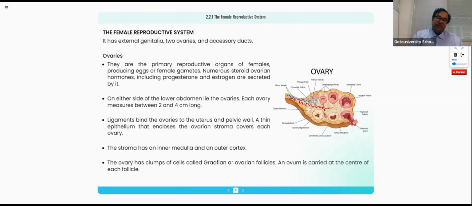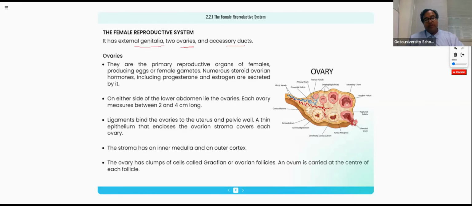Now if you're talking about the female reproductive system, there is the external genitalia, also called the vagina, okay, and two ovaries and then accessory ducts. These are all the various parts of the female reproductive system.